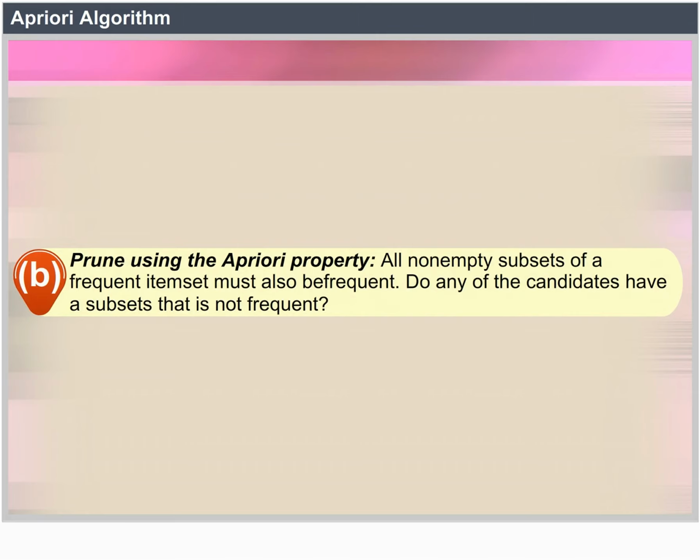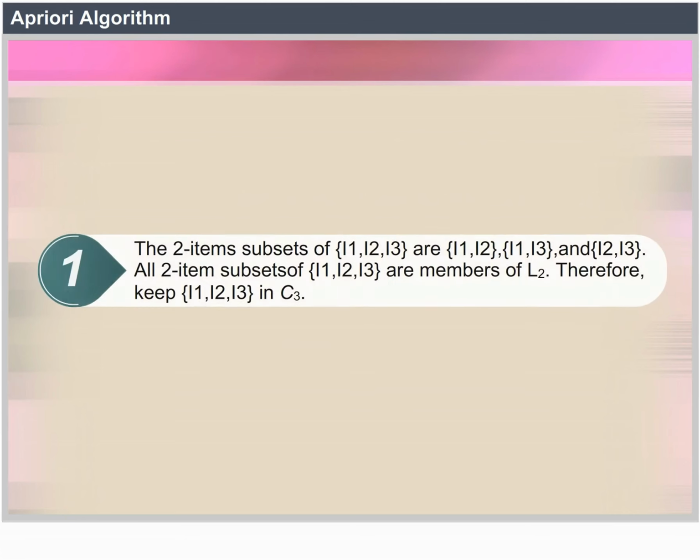Prune using the Apriori property. All non-empty subsets of a frequent item set must also be frequent. Do any of the candidates have a subset that is not frequent? The 2-item subsets of item set {I1, I2, I3} are {I1, I2}, {I1, I3} and {I2, I3}. All 2-item subsets of {I1, I2, I3} are members of L2. Therefore, keep {I1, I2, I3} in C3.